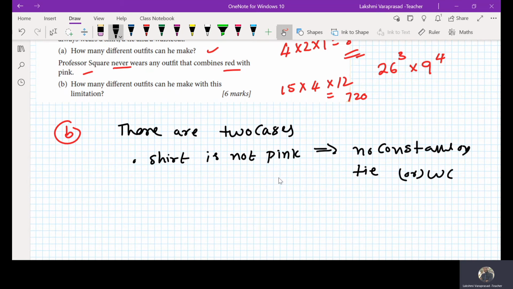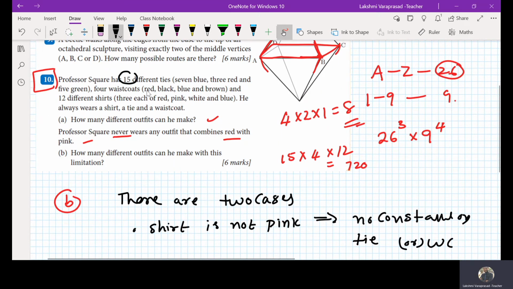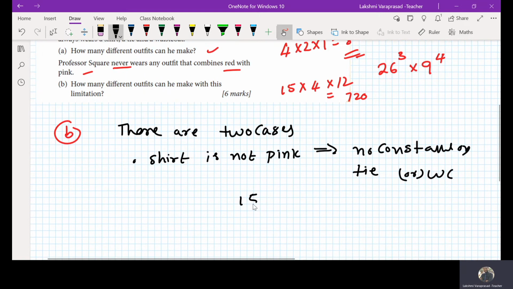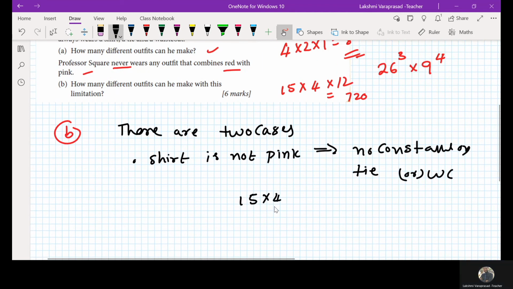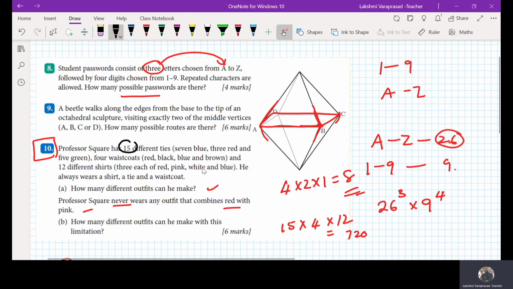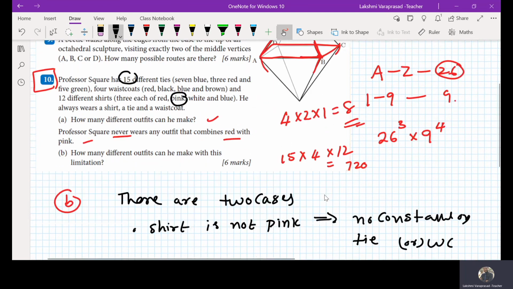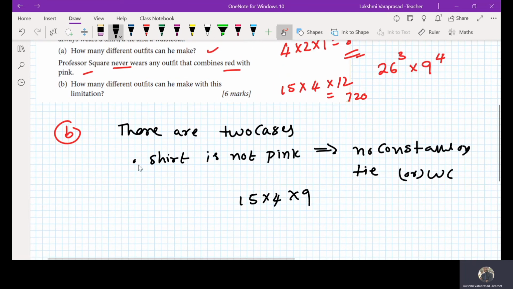Let me look into this one here. So 15 is the total number of different ties, so no constraint over the tie. And waistcoats: how many total? We have a total of 4 waistcoats. Now the shirt is not a pink one. How many pink ones are there? The 3 of red and pink. So that means 12 minus 3, total 9, into 15 into 4. So this is case 1.